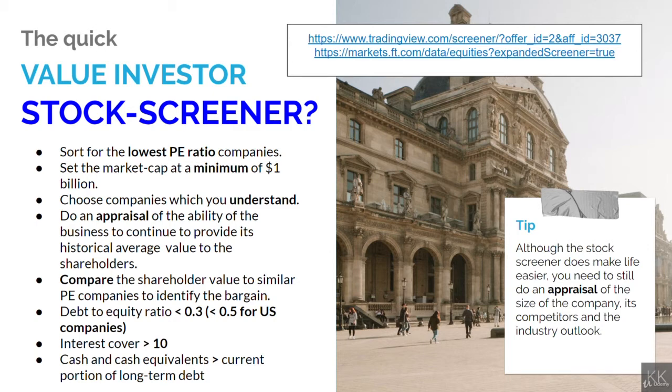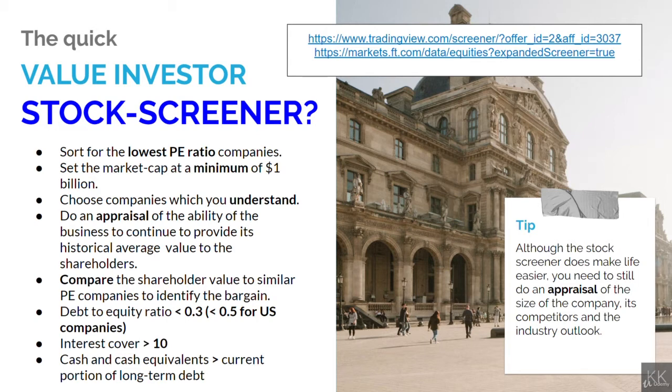We then want to go ahead and choose companies which we understand. This has been covered in sufficient detail in the previous lectures for a very simple reason. We then want to go ahead and do an appraisal of the ability of the business to continue to provide its historical average value or return to the shareholders.